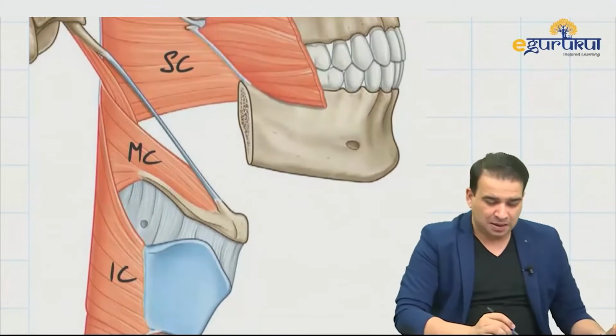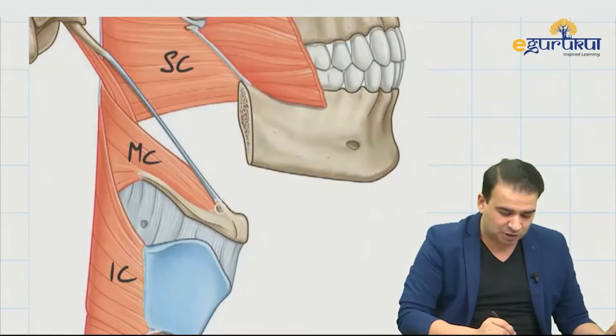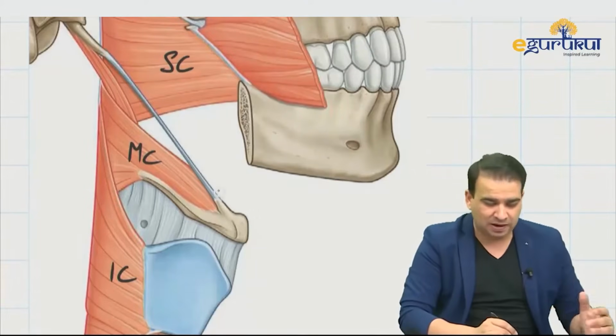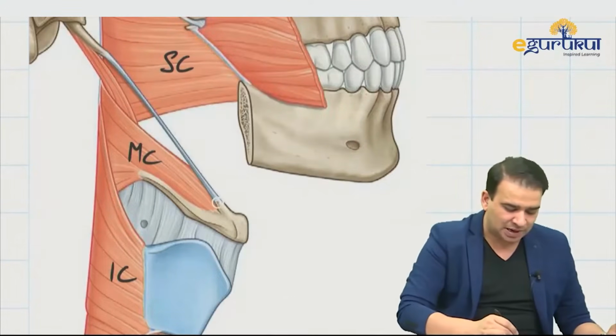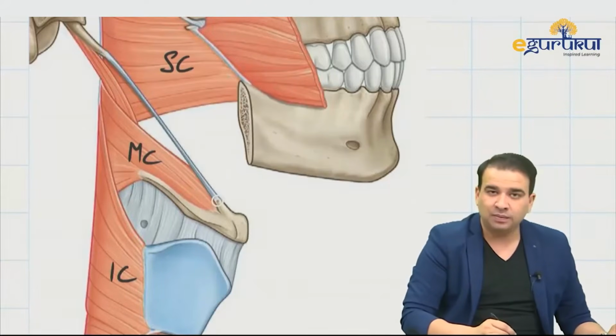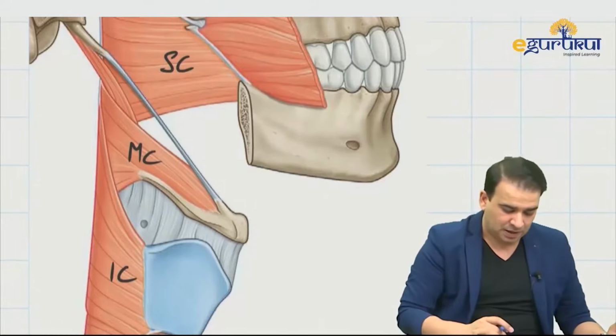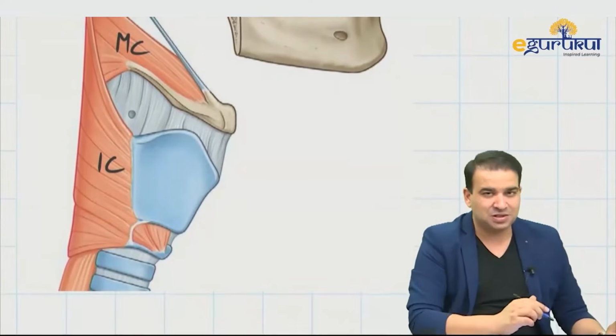Look at the middle constrictor. The middle constrictor muscle can be seen originating from the greater cornua, from the lesser cornua, and also from the lowest part of this ligament, that is the stylohyoid ligament. So it is originating from both the cornua and also from the stylohyoid ligament. Whereas the inferior constrictor we just discussed.